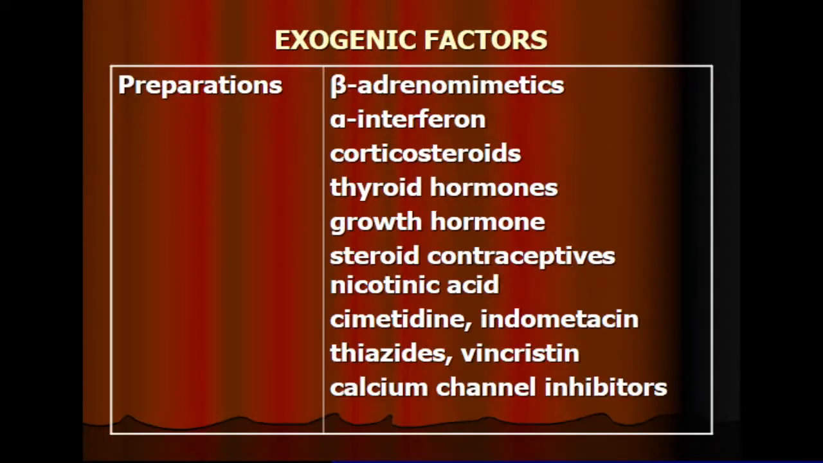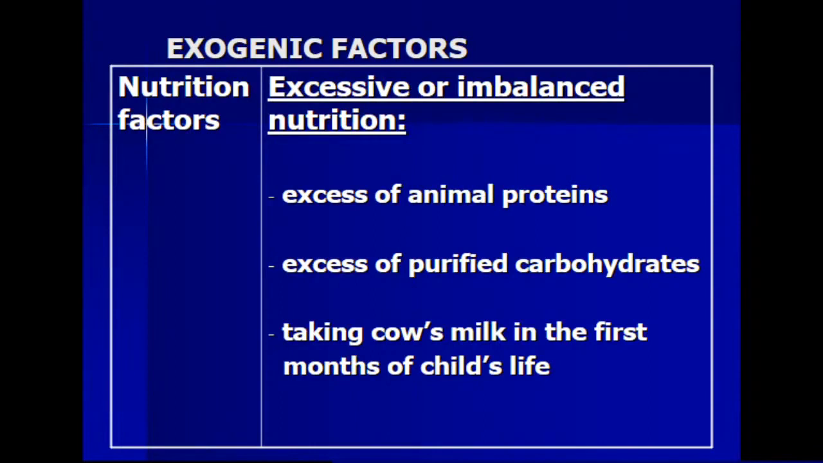The next exogenic factors, some preparations: beta-adrenomimetics, interferon, corticosteroids, thyroid hormones, growth hormones, nicotinic acid, thiazide diuretics, and other. Nutrition factors: excessive or imbalanced nutrition, excess of animal proteins, excess of purified carbohydrates, taking calf's milk in the first months of child's life.